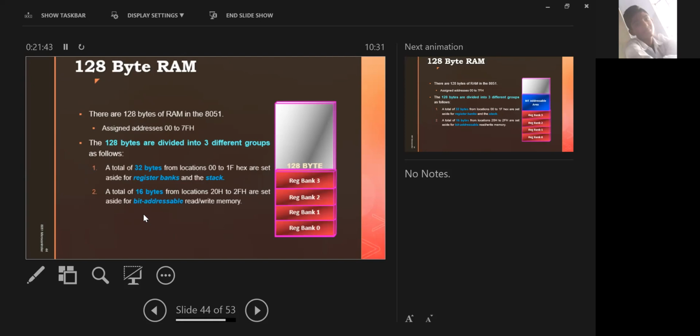Then a total of 16 bytes from locations 20H to 2FH are set aside for bit addressable read write memory. So whether we are reading the data or we are writing the data.